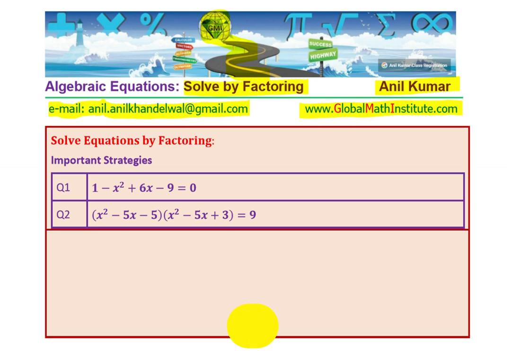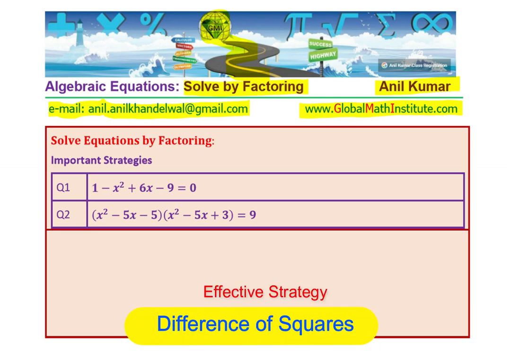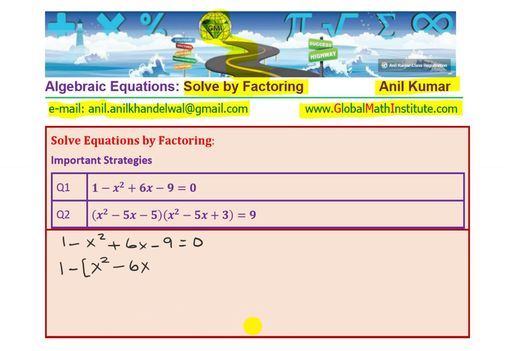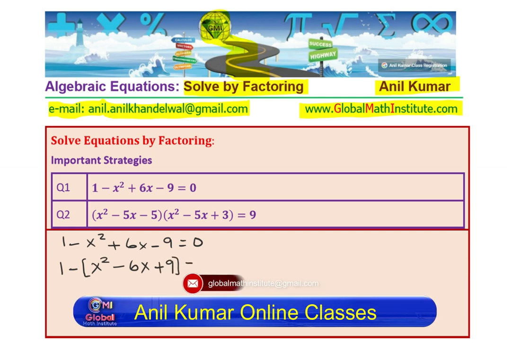Now, let's look into question number 1 itself, which is relatively simple. We are given 1 minus x squared plus 6x minus 9 equals 0. Now, you do recognize that these three terms given can form a perfect square. So the strategy is to have it like this: 1 minus, and within the brackets I'm writing the other three terms as x squared minus 6x plus 9, correct? Equals 0. And that gives me 1 minus, and x squared minus 6x plus 9 is x minus 3 whole square, right? You recognize this perfect square?